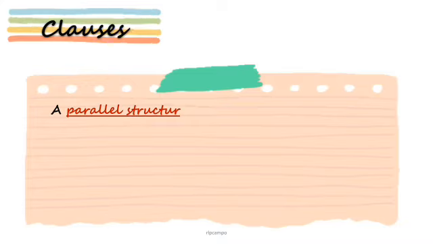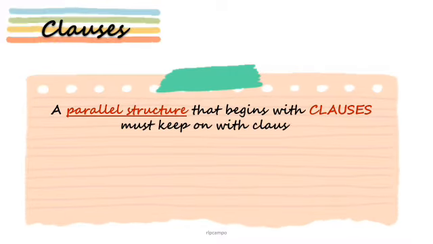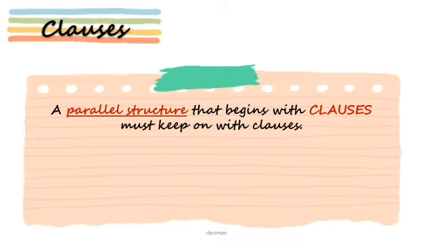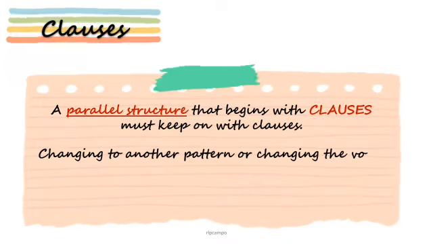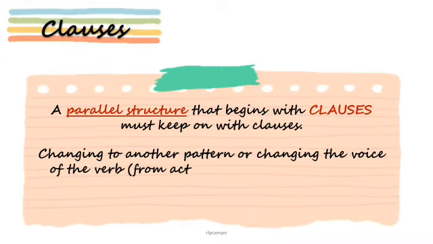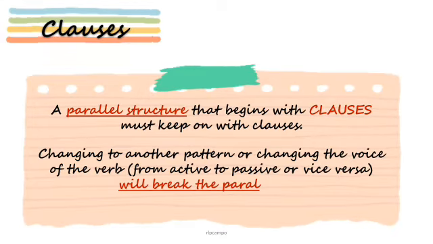Let's proceed with clauses. A parallel structure that begins with clauses must keep on with clauses. Changing to another pattern or changing the voice of the verb from active to passive or vice versa will break the parallelism.